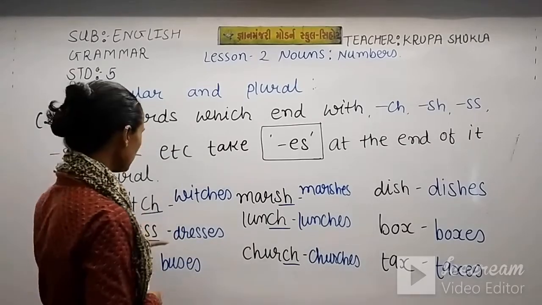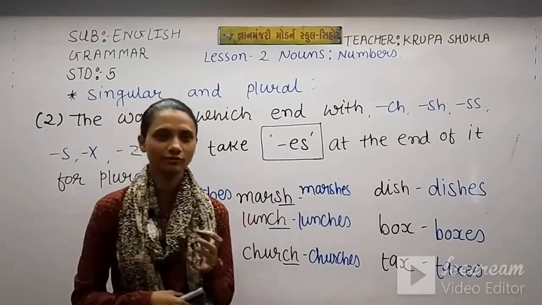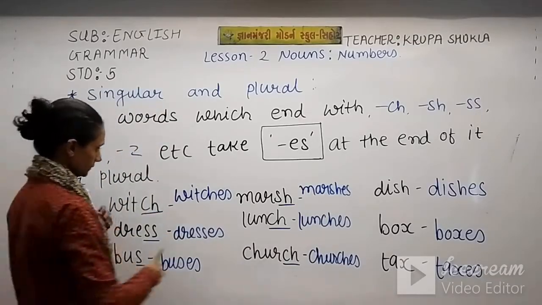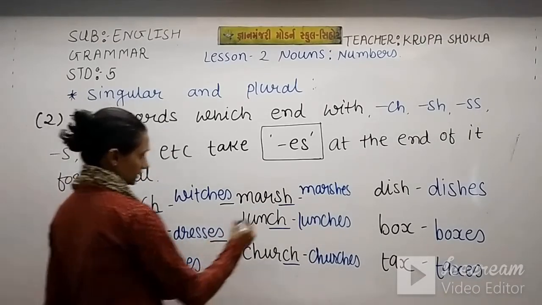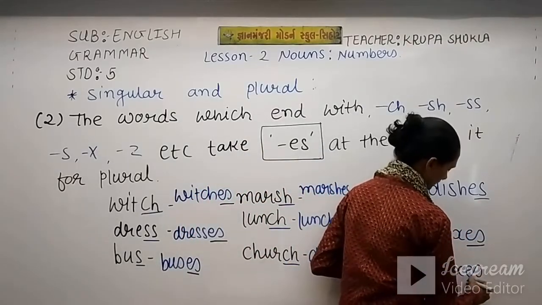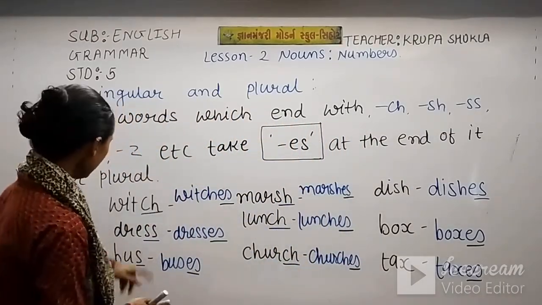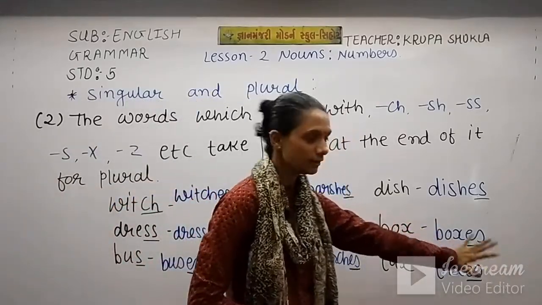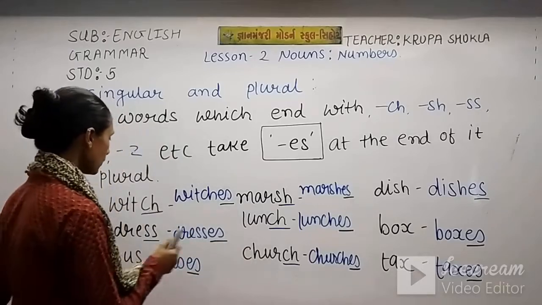In that notebook you have to write all the examples, as in your book one or two examples are given. See, here we have added es: dresses, buses, marches, lunches, churches, dishes, boxes and taxes. So this way we made these words plural. Here we are talking about only one box, and when we added es it becomes plural. So now we are talking about more than one box. The same thing happened with all these words.